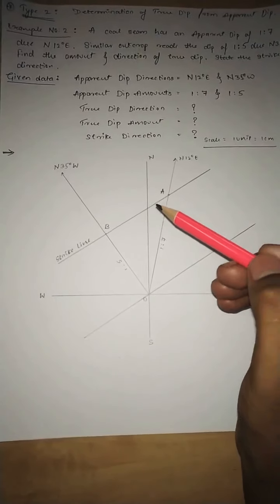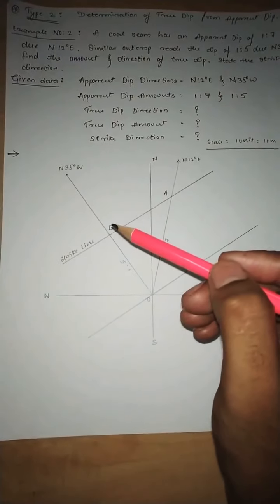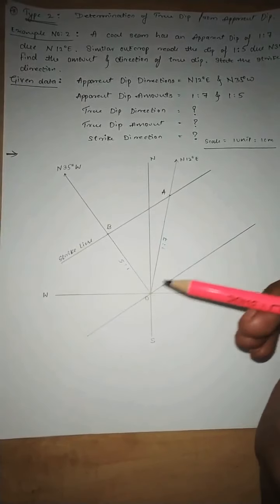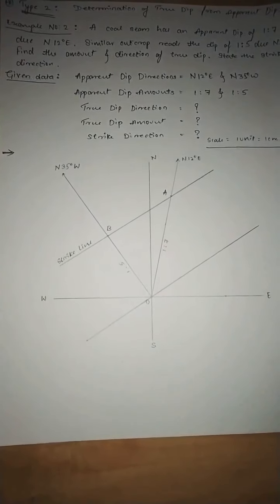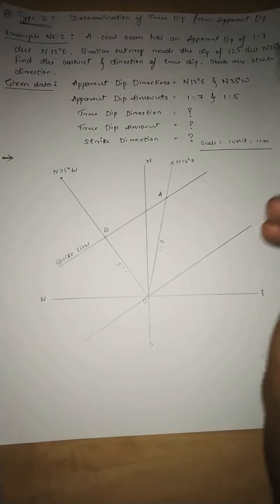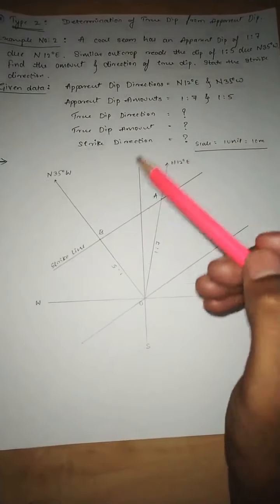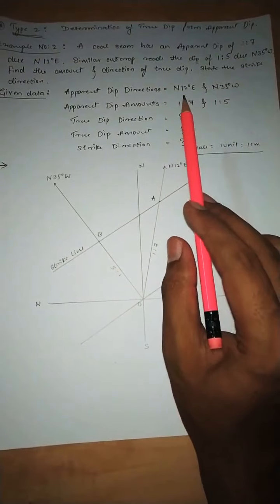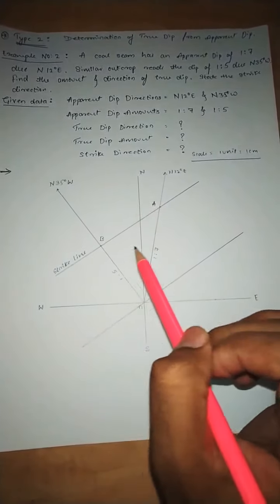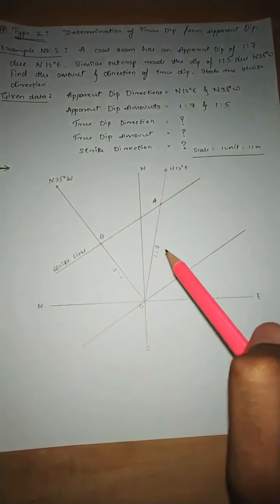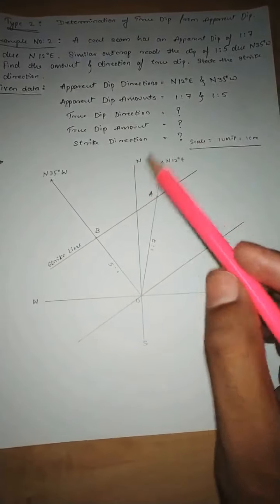So you can check here, we have joined the line AB, which is the strike line, and we have transferred this line to the origin. So these are parallel lines to the strike line. These are the strike lines. Next, we have plotted all the given data here, that is the north 12 degree and north 35 degree apparent dip directions and amounts, and using those we have established the strike line directions. So we need to find this true dip direction and true dip amount now.